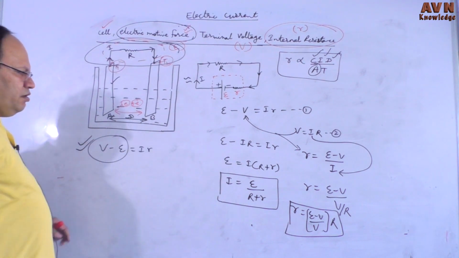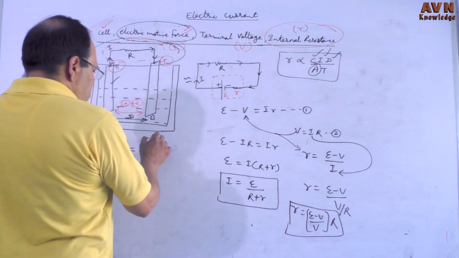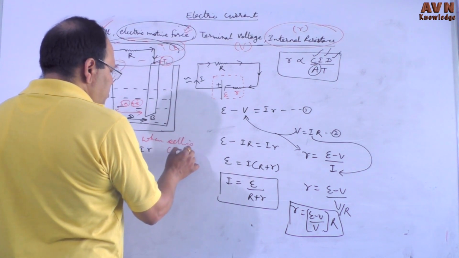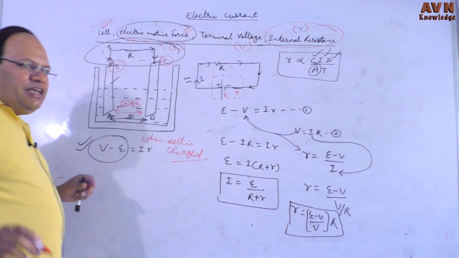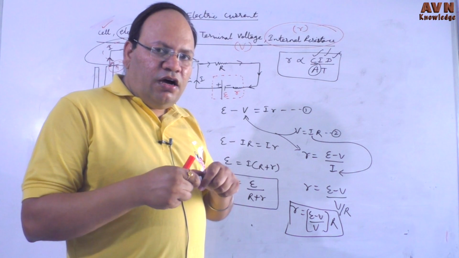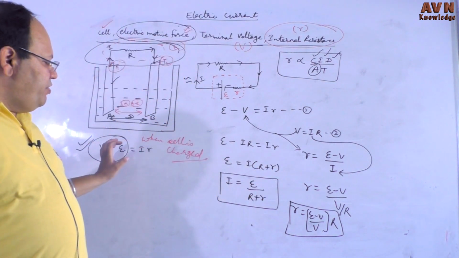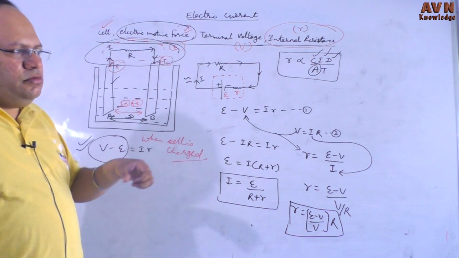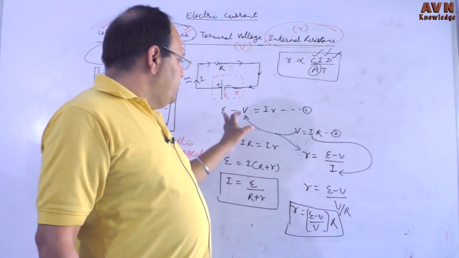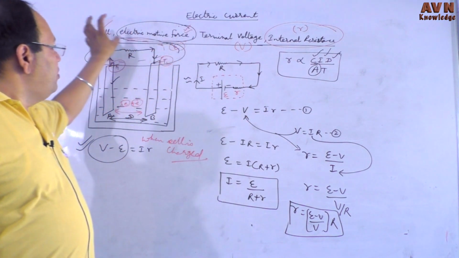In which condition? When the cell is charged. When the cell is charged, it means the current flows into the cell. So here V minus E equal to Ir. When current flows in the outside circuit, then E minus V equal to Ir. This is the basic concept of a cell.